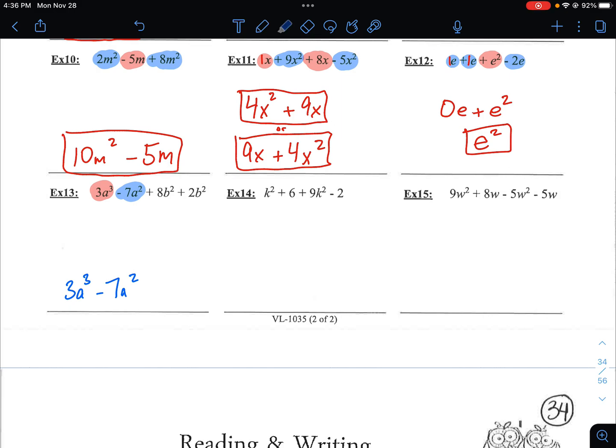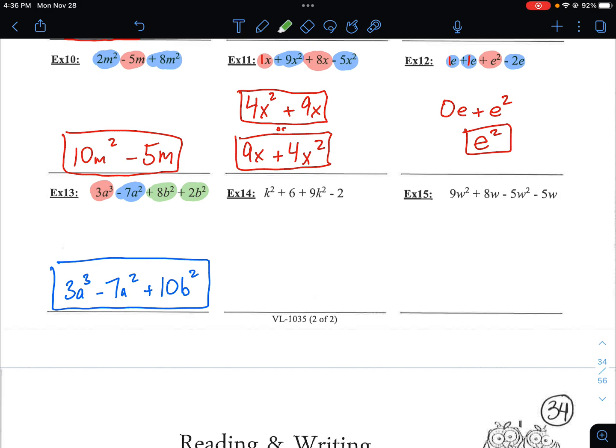All right, let's do another highlighter color. 8b squared. So any other b squares? Yeah, we have 2b squared. So that's 8b squared plus 2b squared. That is a total of 10b squared. And that is our answer.